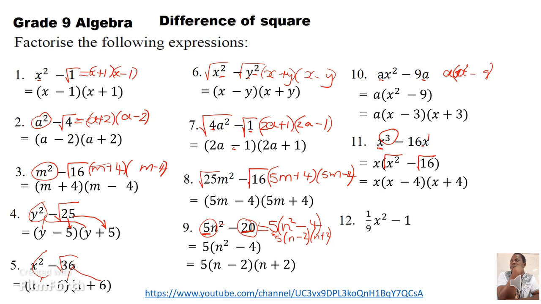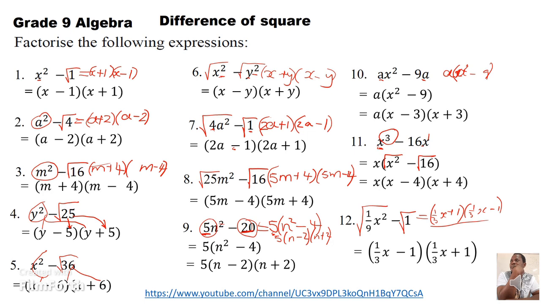So in this case, I need the square root of this number. The square root of 1 over 9 and I also need the square root of 1. And I know that if you square root 1 over 9, it becomes 1/3. So that will be 1/3 of x in one bracket. Then in the next bracket, I have the same, 1/3 of x. Then the square root of 1 is 1. So in one bracket we have plus 1, and the other one we have minus 1. Then my answer is done. I have factorized the expression. Even though they are fractions, the method is the same.